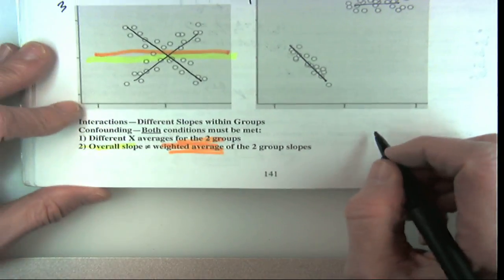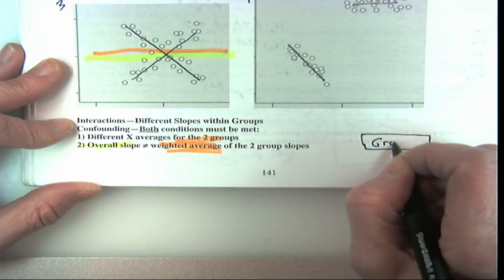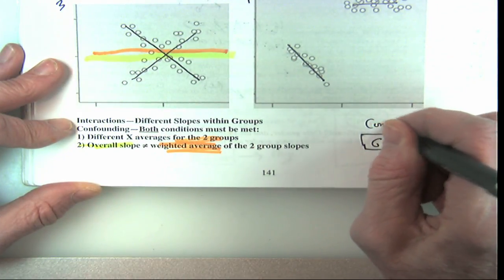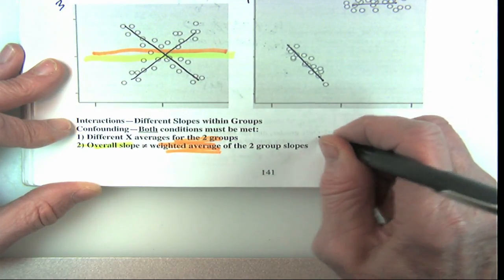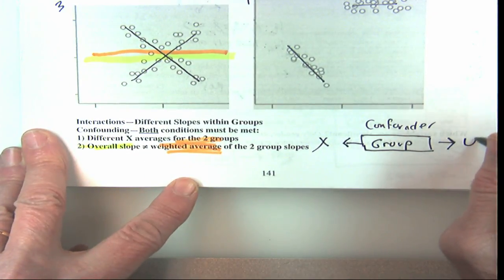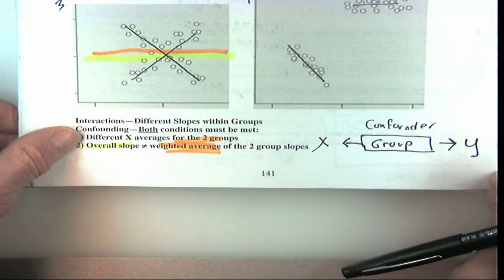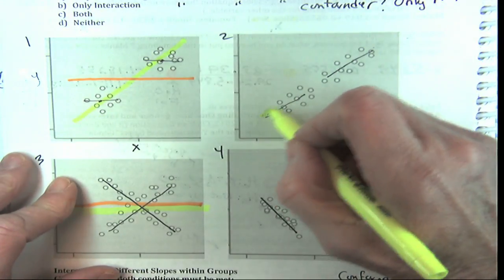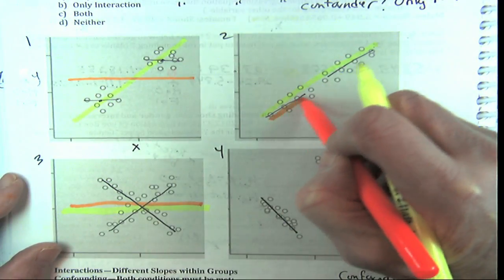Let's just take a look at what confounding means. If we're talking about the group being a confounder, that means it has to lead to what? Basically different x's, and it's going to have to affect y too. It's not x affecting y, it's really the group affecting both. Okay, so now let's look at this one. You can see why it doesn't have confounding. The overall is just like this, and that's the same thing as the weighted groups.